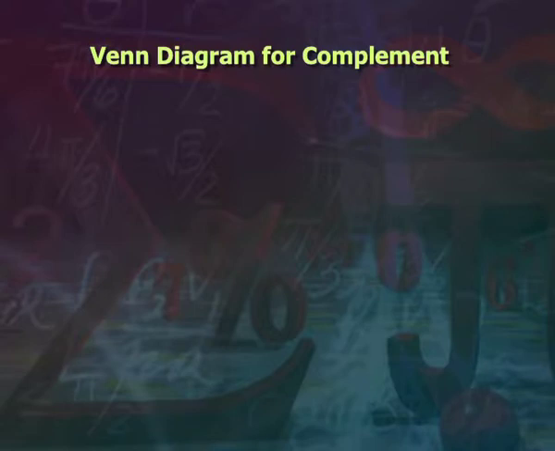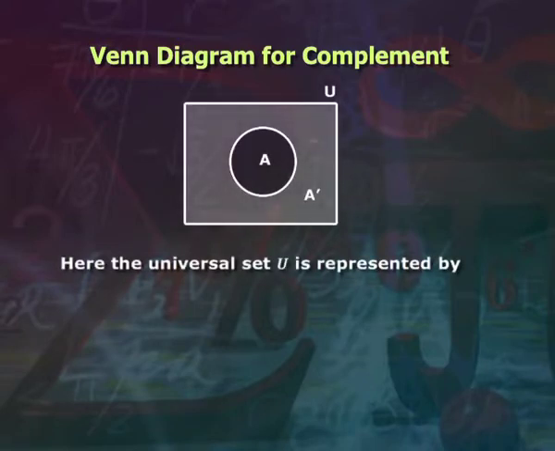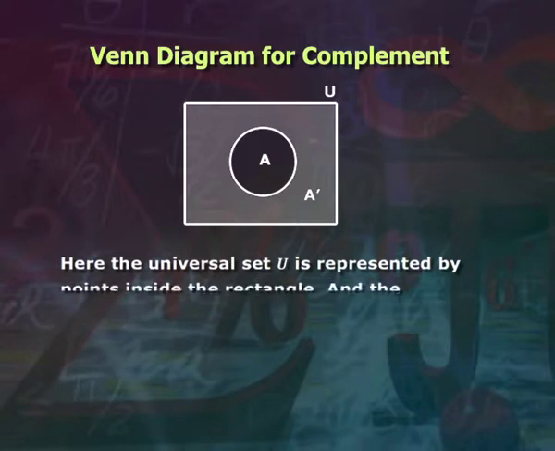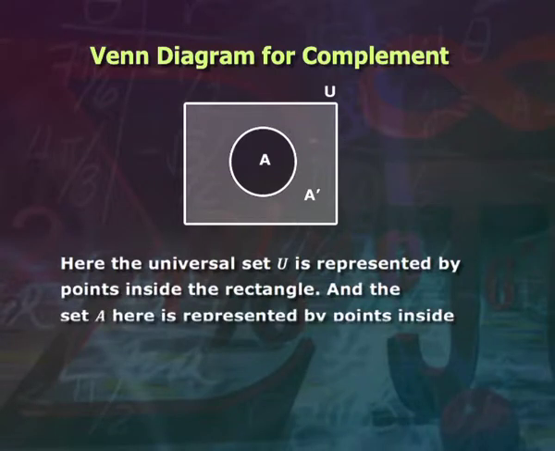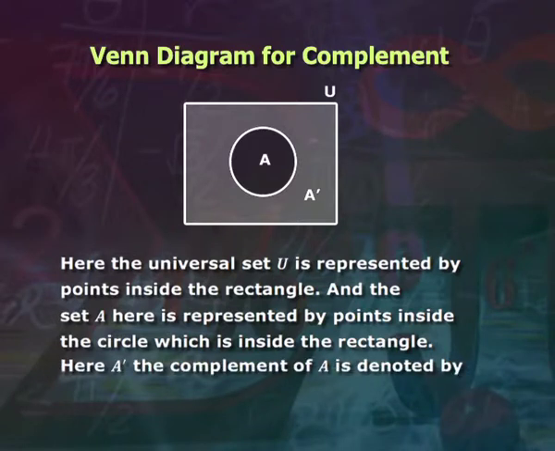Venn diagram for complement. Here the universal set U is represented by points inside the rectangle, and the set A here is represented by points inside the circle, which is inside the rectangle. Here A dash, the complement of A, is denoted by the shaded part.